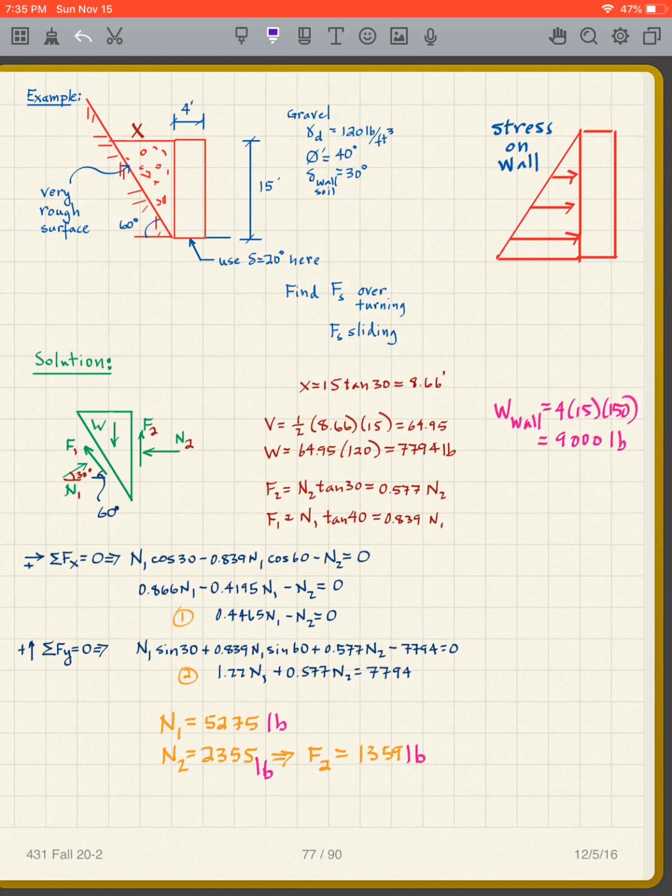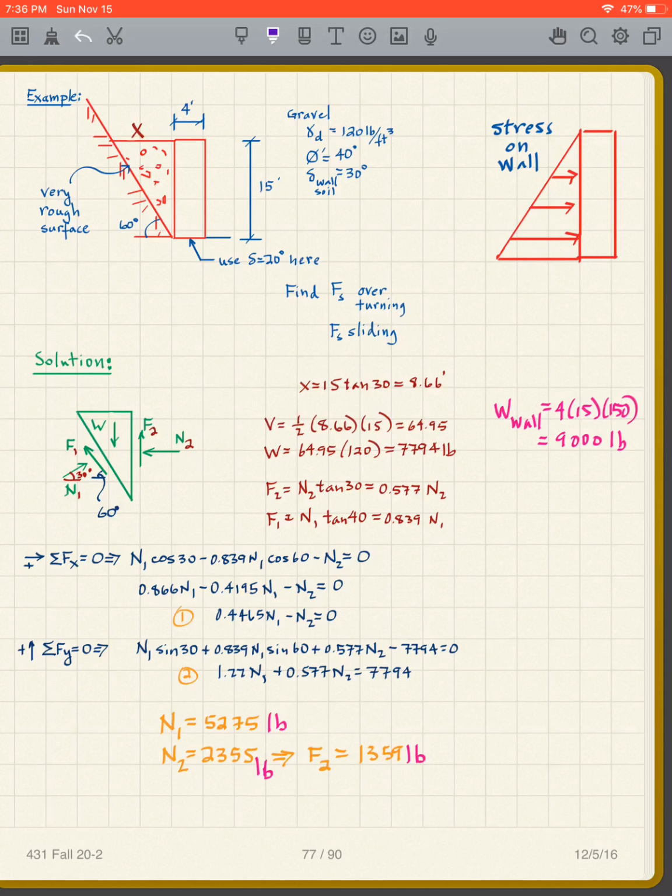And we get our volume from 1/2 the base times the height. Height is 15 feet. There's my volume. My weight, I have to multiply by the unit weight of my soil, 120. So that goes there, that goes there. And I get the weight of this, I get that weight of that wedge.